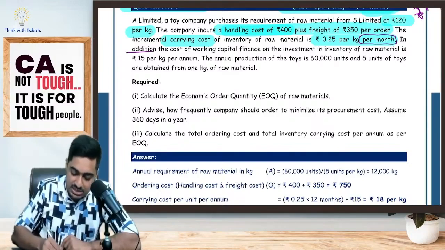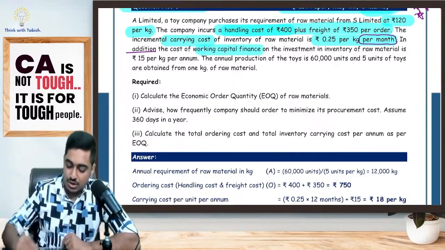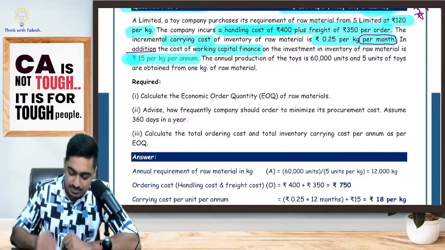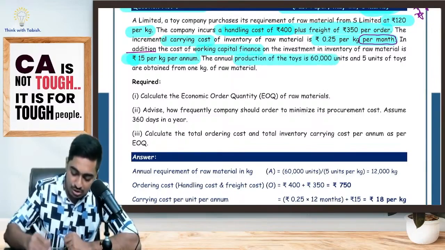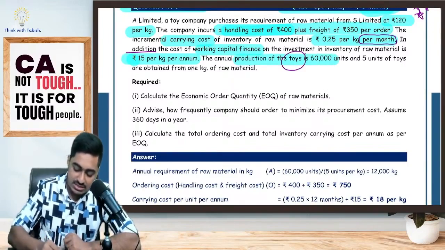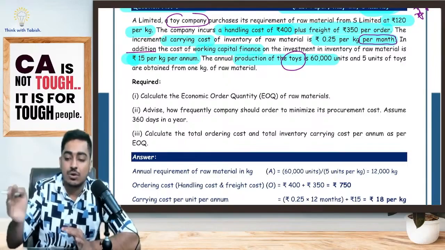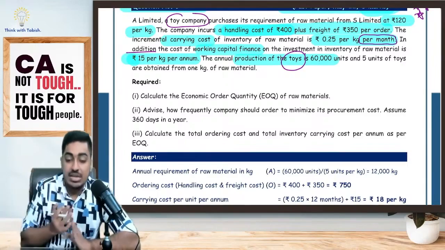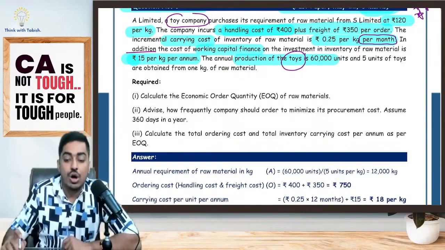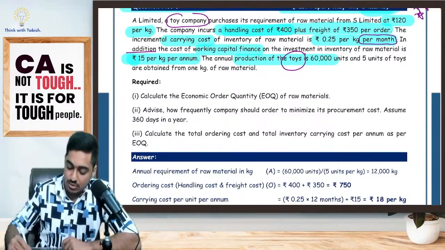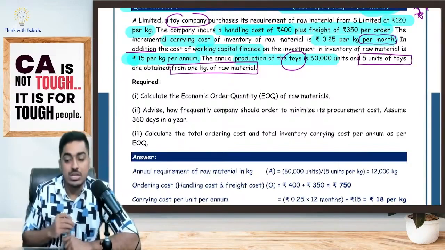In addition to that, the cost of working capital finance on the investment in inventory is 15 rupees per kg per annum. The annual production of toy in 1 year. We are a toy company manufacturing toys. That means toy is raw material or finished goods? Tell me, students, toy here, is it raw material or is it finished goods? Toy is my finished goods. Yes or no, everyone? And 5 units of toy are obtained from 1 kg of raw material.